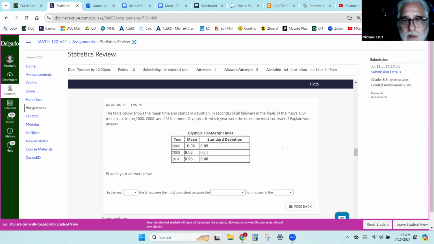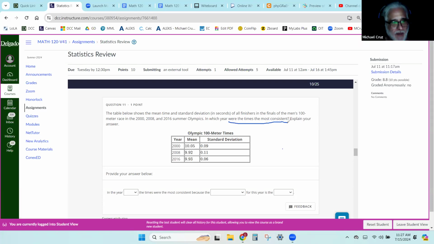All right. So the table below shows the mean and standard deviation in seconds of all finishers in the mile finals of the men's 1,000 meter race in 2008 and 2016. Which year was most consistent?